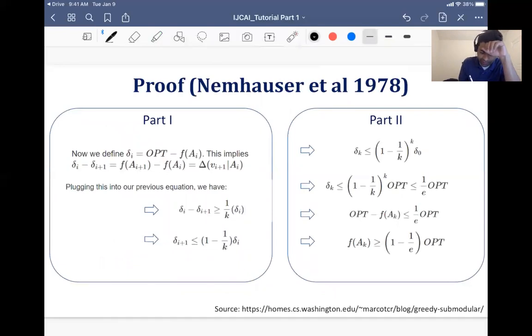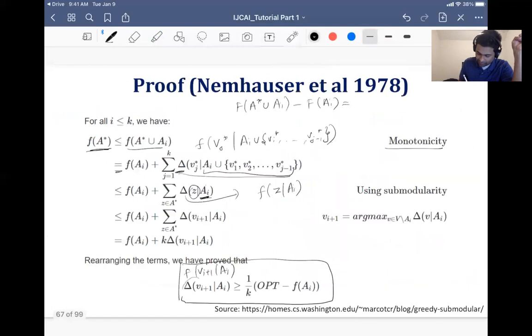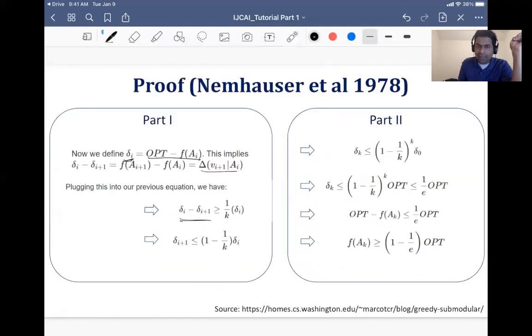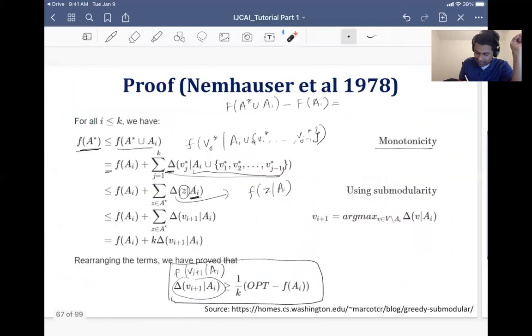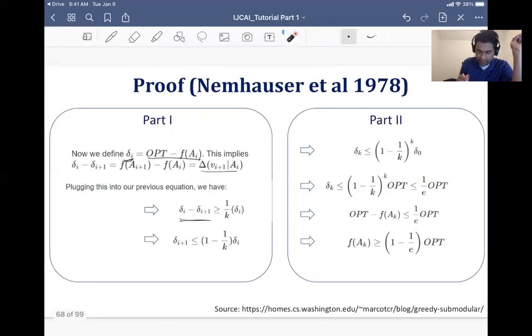So what happens? Define delta i as opt minus f of ai. Then notice that delta i minus delta i plus 1 is nothing but this gain. So this is the gain that we had over here. This gain is greater than or equal to 1 over k times delta i. This step is just rewriting this and introducing delta i. Then notice that delta i plus 1 is less than or equal to 1 minus 1 over k times delta i. Because I take delta i plus 1 on this side and delta i on this side, and I just rewrite, flipping the inequalities.